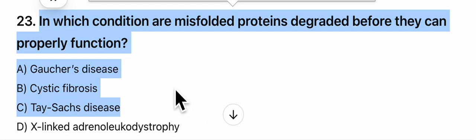In which condition are misfolded proteins degraded before they can properly function? A. Gaucher's disease. B. Cystic fibrosis. C. Tay-Sachs disease.